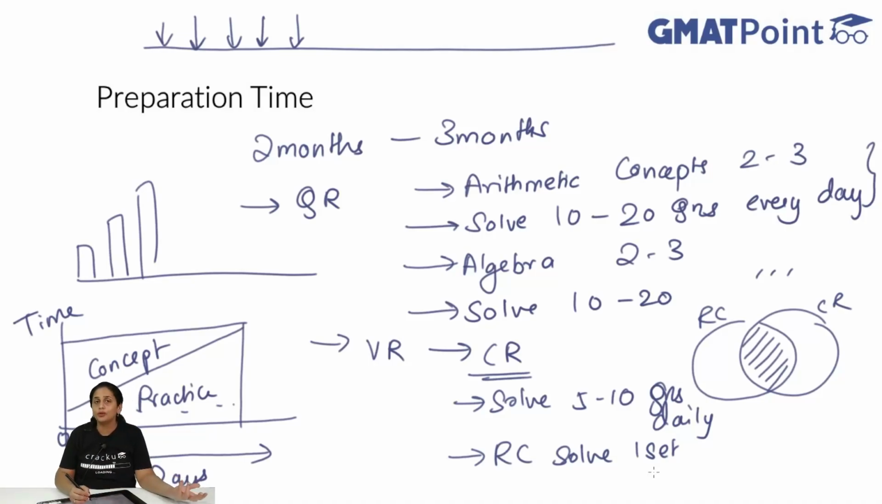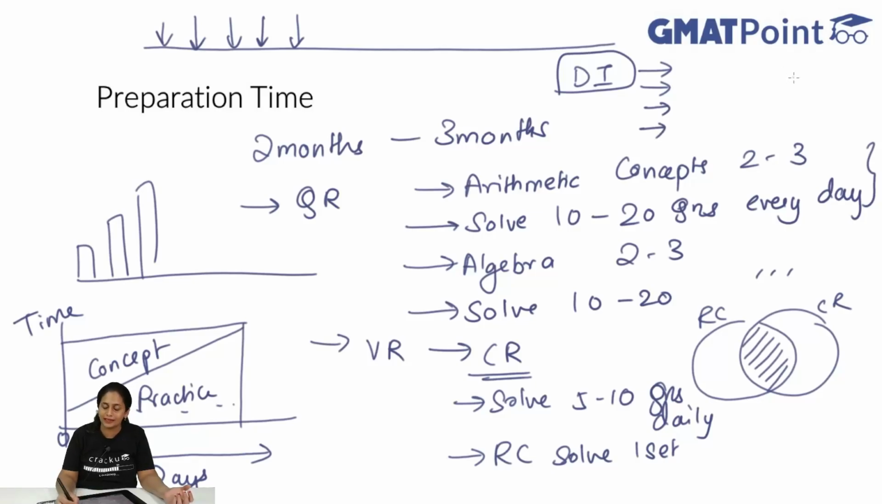For data insights, how do you prepare for data insights? See, the basic idea is in data insights, there are 4 different types of sets that come, plus data sufficiency. To answer data sufficiency questions, you will need the base knowledge of arithmetic and algebra. That's why I suggest that you start with data insights after you have completed the quant portion. Because once you have completed the quant portion, you understand time, speed, distance, time and work, all of those things.